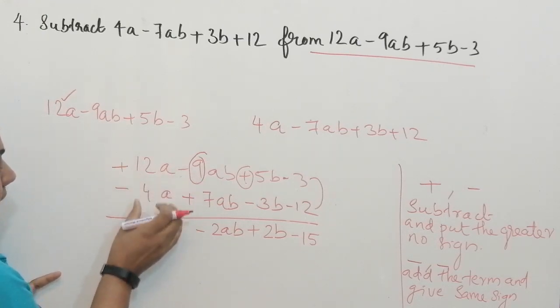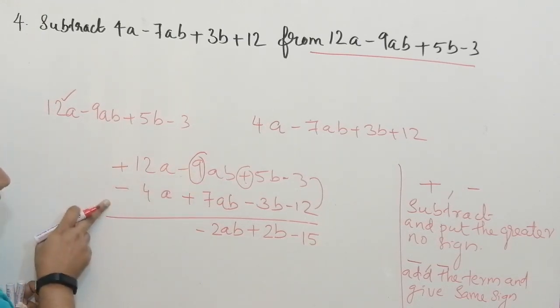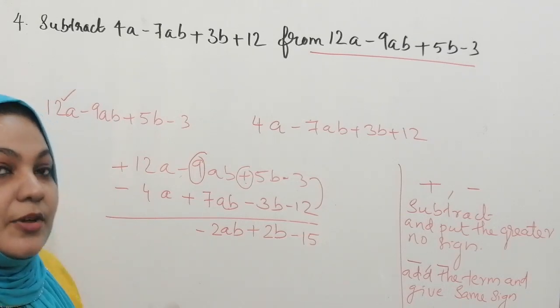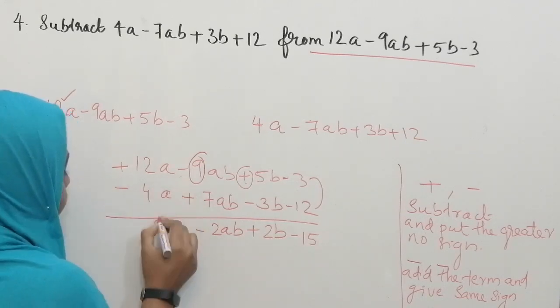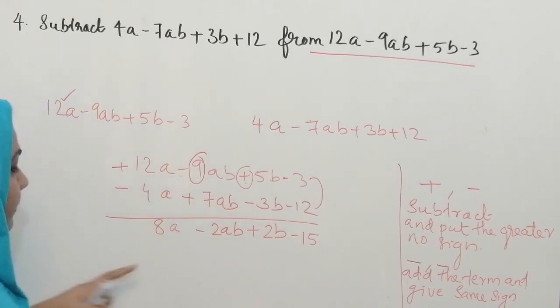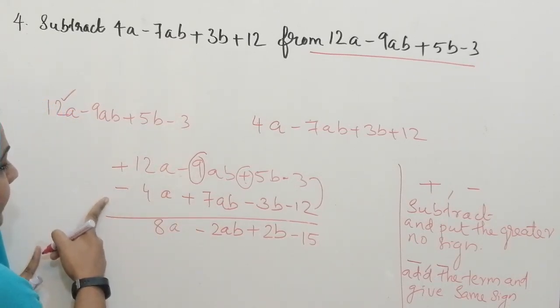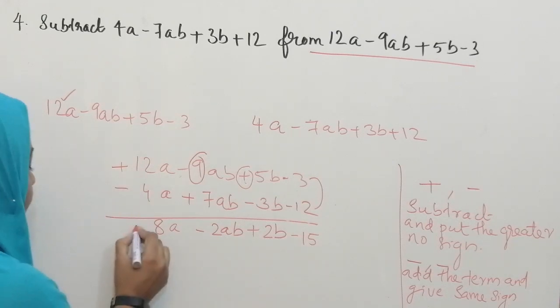So next another term. Here you can see 12a and 4a. Here also different signs. Different signs mean you have to subtract and give the greater number's sign. So 12 minus 4, 8. Here these are like terms, so you bring down a, subtract and give the greater number's sign. What is the sign here? Plus.